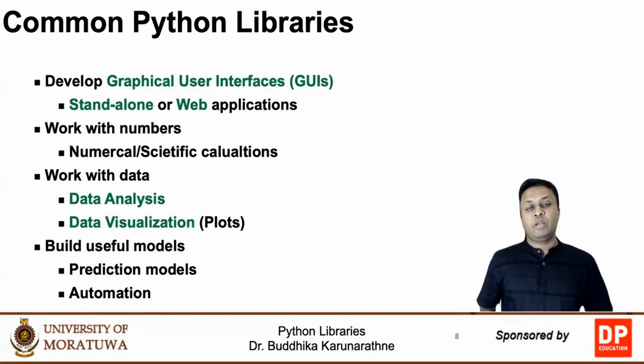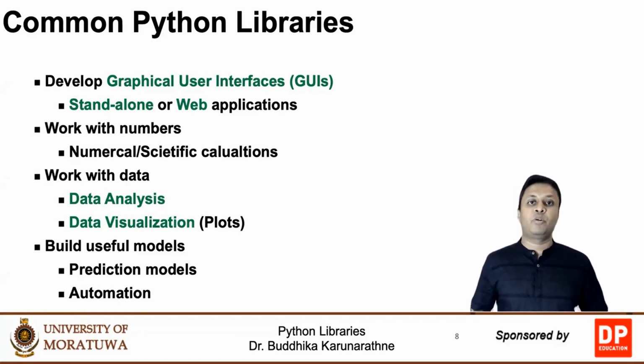Now we move on to look at some other Python libraries. There is a wide variety of libraries available for Python. They make Python such a powerful tool so as to become the most commonly used programming language in the world today. And that is not an exaggeration. Python libraries provide us with a vibrant set of capabilities. Developing nice graphical user interfaces for the applications, working with numbers, working with data, and developing prediction models are only a few of such capabilities, and there are many more.